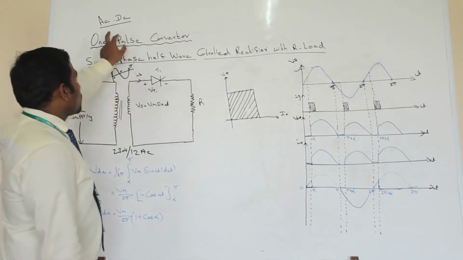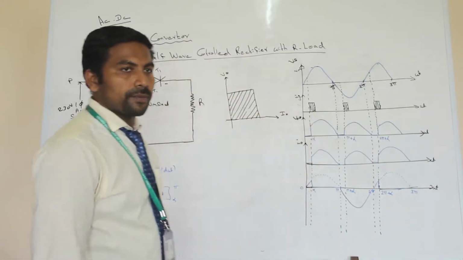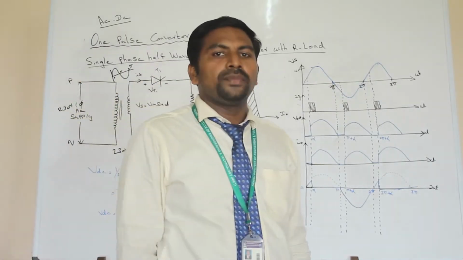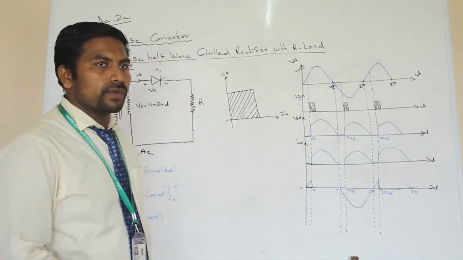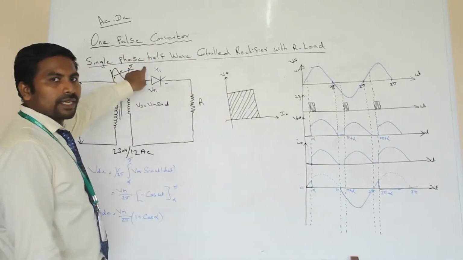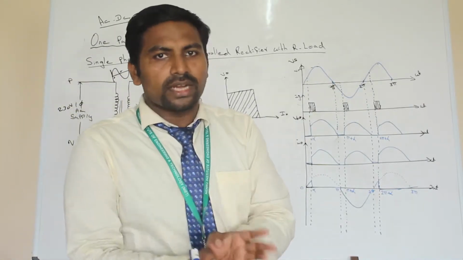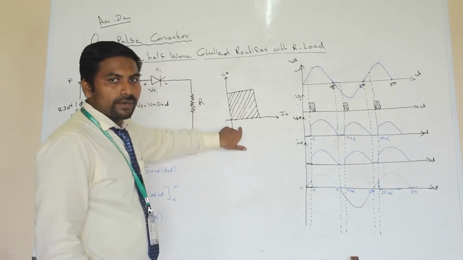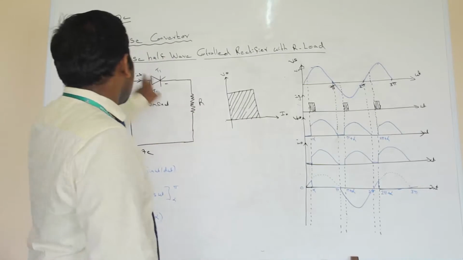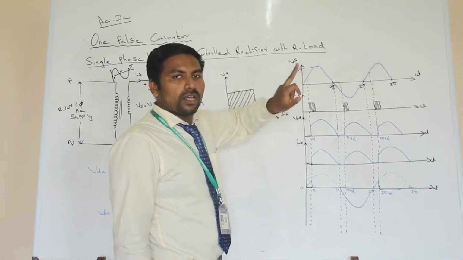In the second unit we will be fully discussing AC to DC converters. I have told you various different types of AC to DC converter. In this, the first type of AC to DC converter is a one pulse converter. The one pulse converter is otherwise called the single quadrant converter. This single quadrant converter is otherwise called a single phase half wave controlled rectifier with R load.